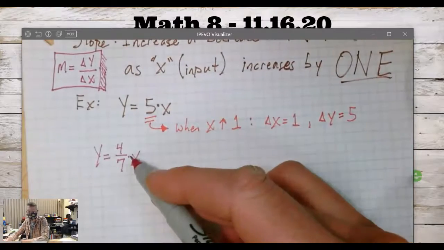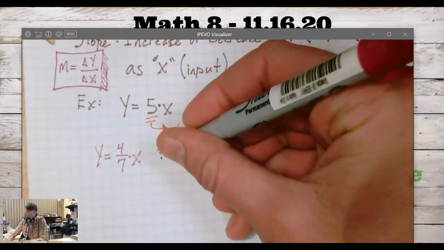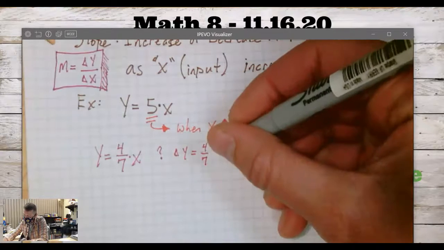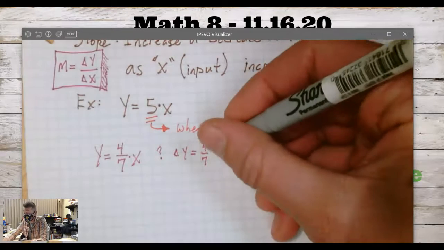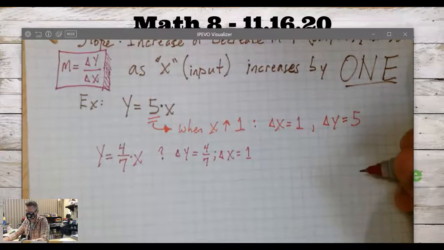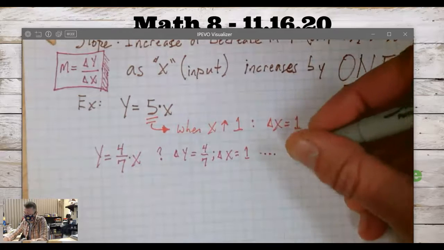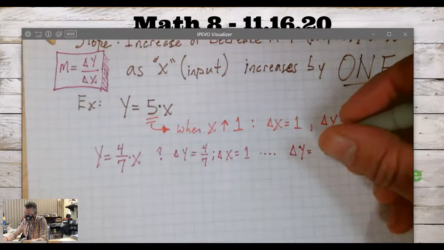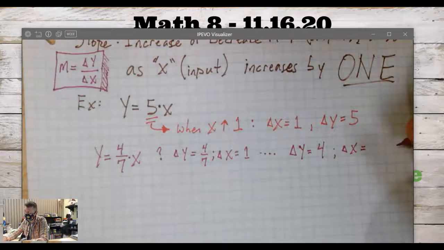So here's what screws us up. The slope is 4/7. So wait, does this mean that the change in y is 4/7 when the change in x is 1? Yes, it does. But what's nicer for us to say would be actually the change in y is 4 when the change in x is 7.